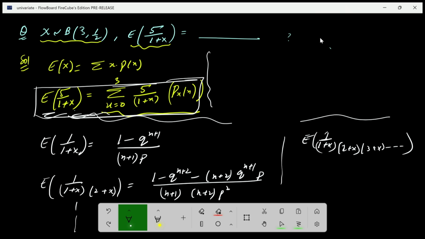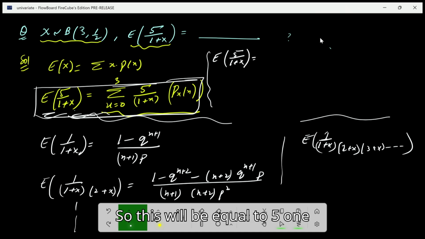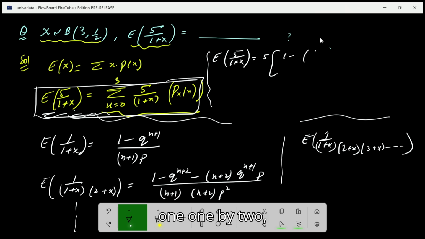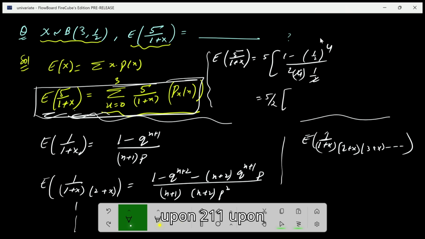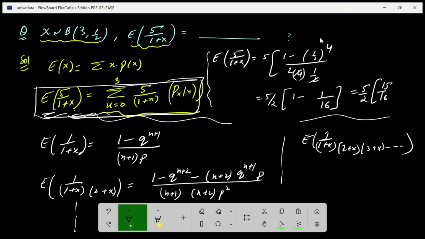देखो पूछा क्या गया, पूछा गया है एक्सपेक्टेशन ऑफ 5/(1 प्लस एक्स), सो दिस विल बी इक्वल टू 5, फिर यहाँ पे क्या बचा 1/(1 प्लस एक्स), ये फार्मूला यूज करो 1 माइनस (1/2)^4 डिवाइड बाई 4 × 1/2, so this is 5/2 (1 minus 1/16), so this will be equal to 5/2 × 15/16. क्लियर है?